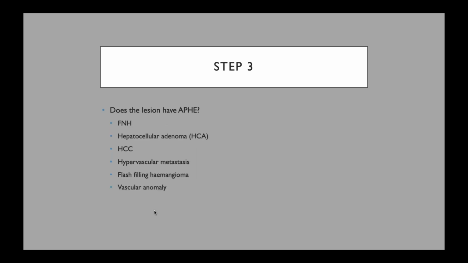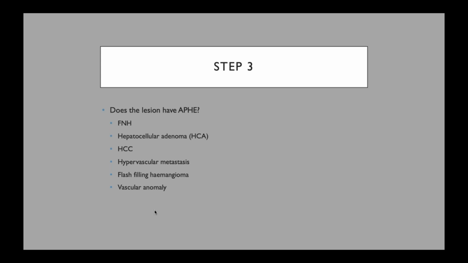So then step 3 is, does the lesion have arterial phase hyperenhancement? And if it does, it's a relatively short list, and I love lists. So I think it's an FNH, an adenoma, an HCC is on the list, hypervascular metastasis, flash-filling hemangioma, or a vascular anomaly. They're going to be the majority of arterial phase hyperenhancing lesions that you come across.